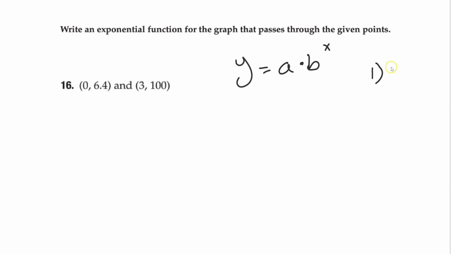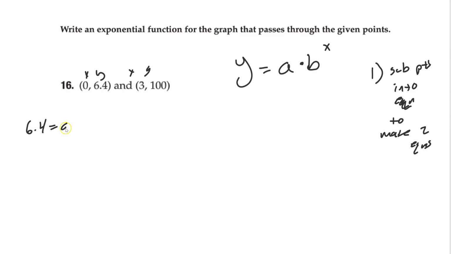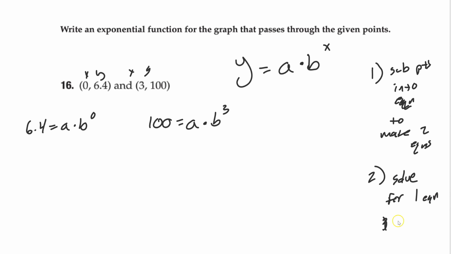We're going to sub the points into the equation to make two equations. This is my x, this is my y. Plug it in. So in this case I get 6.4 equals a times b to the 0. In the other case, 100 equals a times b to the third. So you do that, and then we're going to solve for one variable and sub into the other equation.